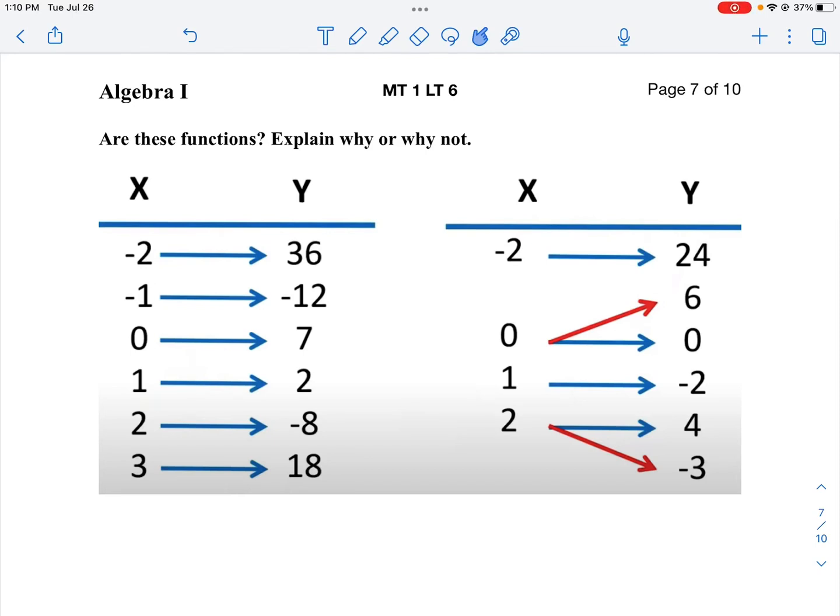Let's take a look at some more examples here. On the first one, in this first table, or mapping, depending how you look at it, notice every x value, every domain only has one y value associated with it. So that is a function.